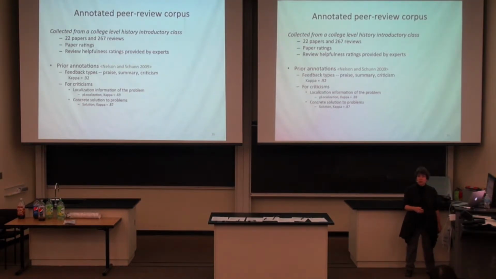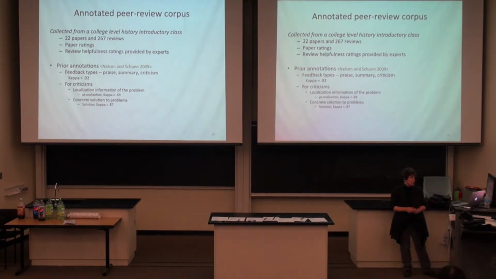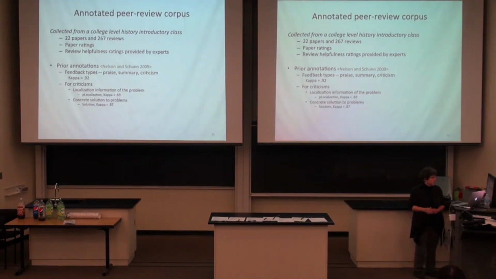In addition to that, students not only gave text feedback, they also graded the paper, so they gave it a score. And at the end of the process, once the original authors got to read the feedback, they could grade the reviewer on how helpful their feedback was. In this study, we're not actually using the helpfulness ratings by the students. After the data was collected, my psychologist colleagues hired experts, both writing experts and history experts, to grade the helpfulness, and those are going to be the gold standard for this study.